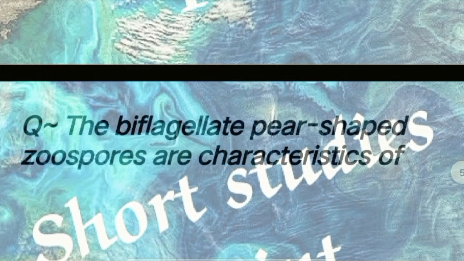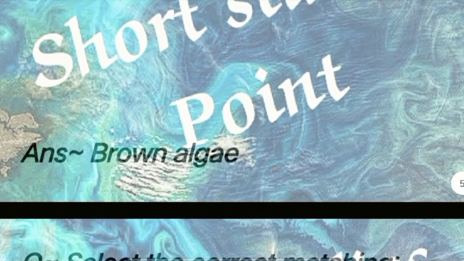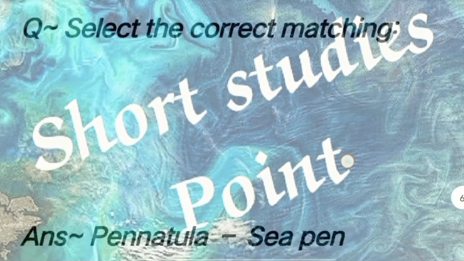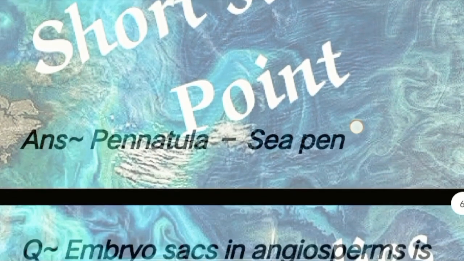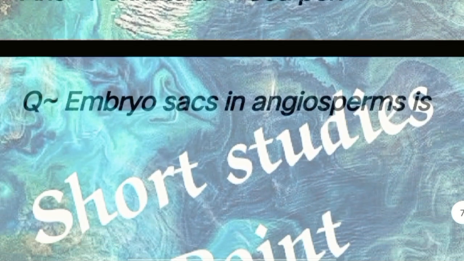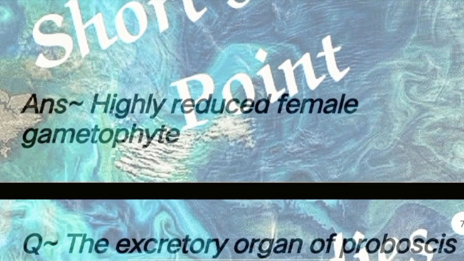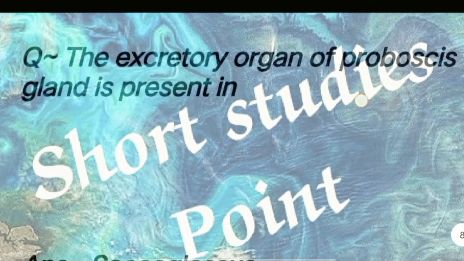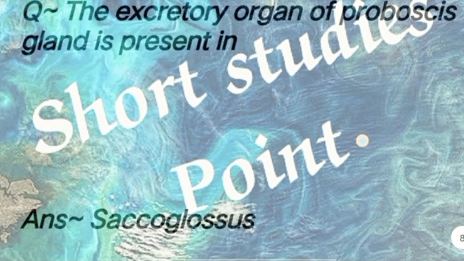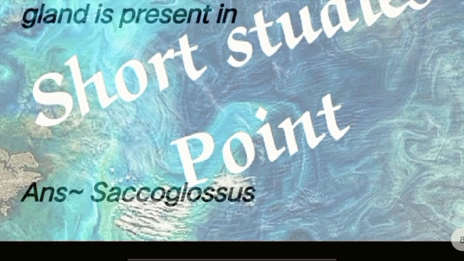Next question: the biflagellate pear-shaped zoospores are characteristic of? Answer: brown algae. Next question: select the correct matching. Answer: Pentula with C. pen. Next question: embryo sac in angiosperm is? Answer: highly reduced female gametophyte. Next question: the excretory organ, proboscis gland, is present in? Answer: Saccoglossus.